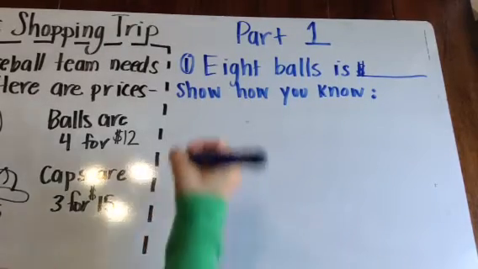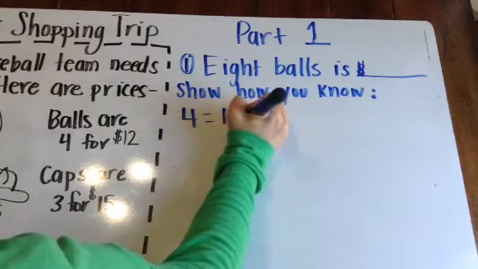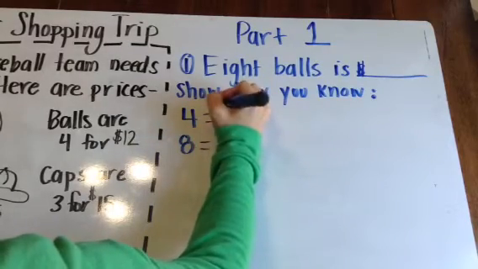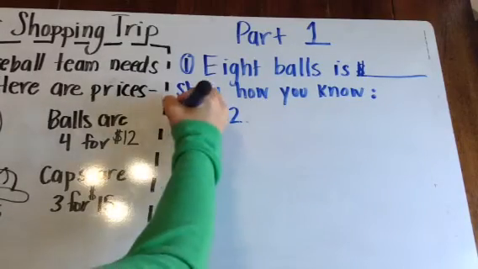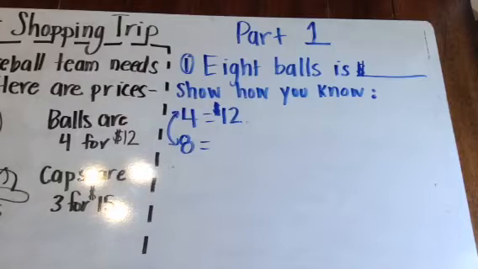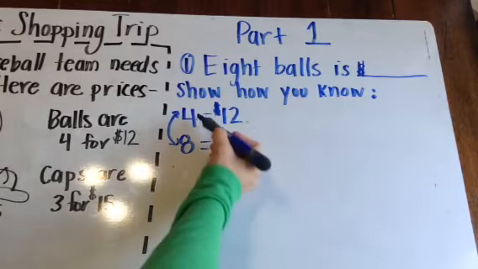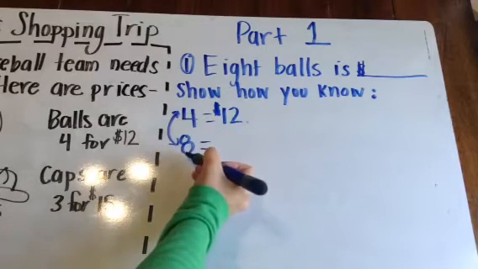I know that 4 balls is equal to $12. I need to figure out how much 8 balls is going to cost. I'm going to look at the relationship between these 2 numbers. Think to yourself, what do you know about the relationship between 4 and 8? Some of you are thinking in your head right now that 4 plus 4 is 8, or if we double this number, we're going to get this number.